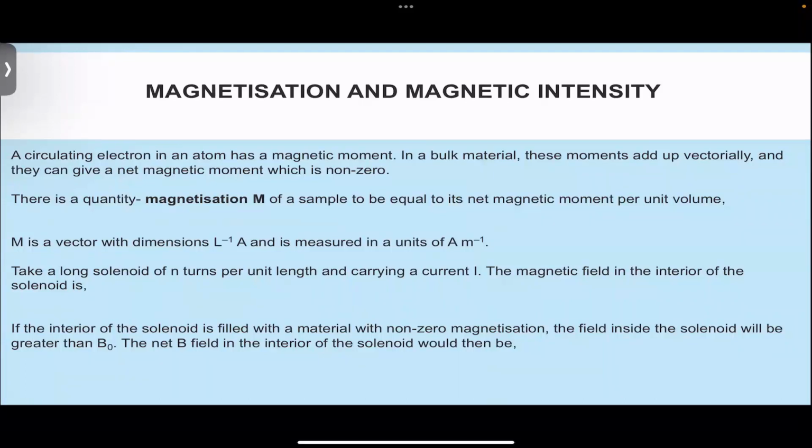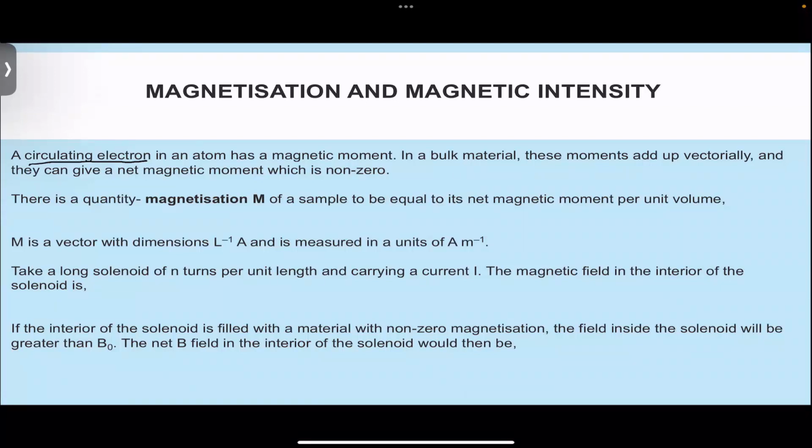A lot of materials show magnetic properties. You have two such properties: one is magnetization and the other is magnetic intensity. We have already seen in the last chapter that a particular substance can have an inherent magnetic moment. That was due to the circulating electron in an atom. The charge is moving, and due to the movement of the charge, a magnetic field is generated, and the atom itself can act as a magnetic moment because of that.